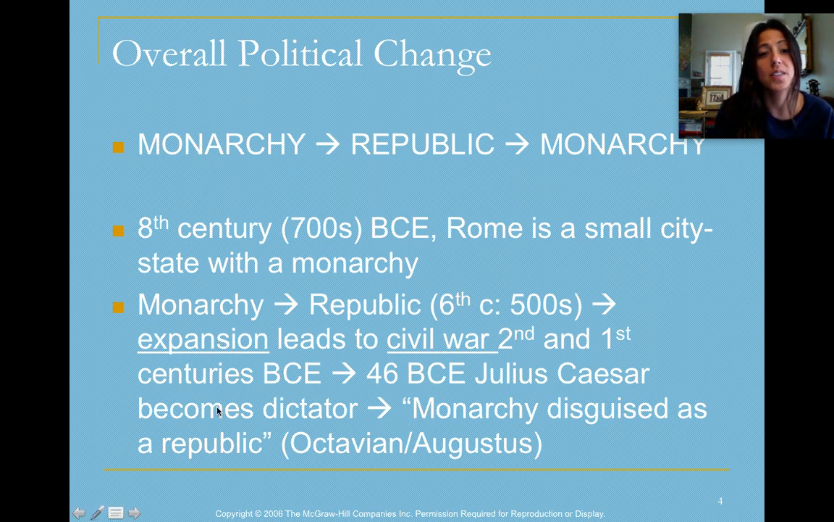Then we're going to see Julius Caesar becoming dictator. I'm not going to talk about that today. Ms. Rogosin's going to get into that. And then we'll see this period of time where there's a monarchy disguised as a republic. That's what it says in your book. And I'll have Ms. Rogosin send you a video to explain that.